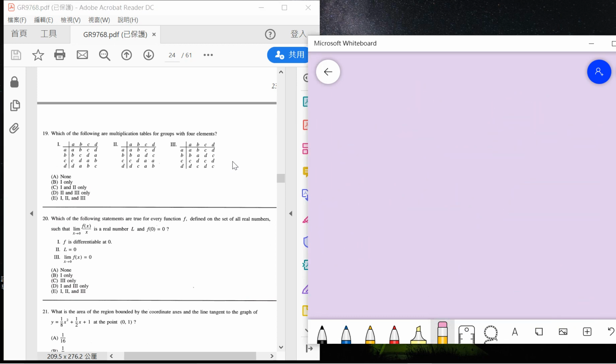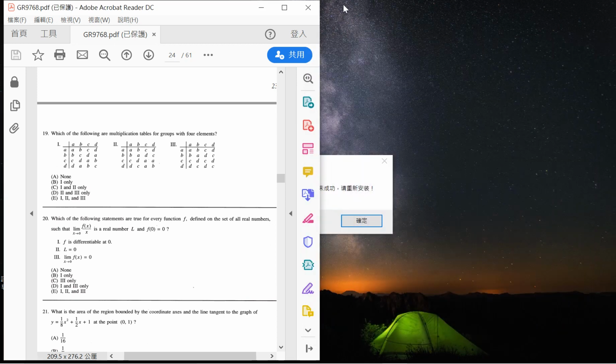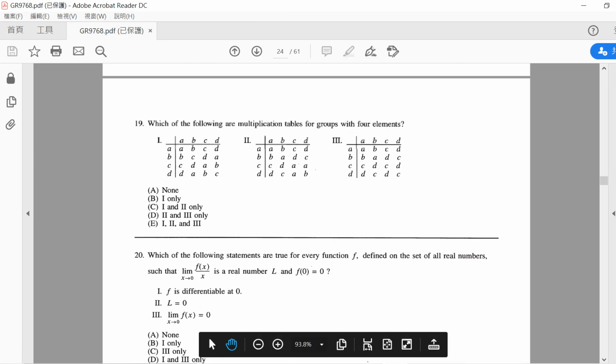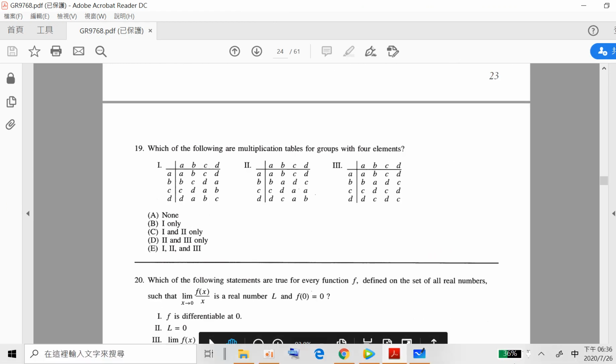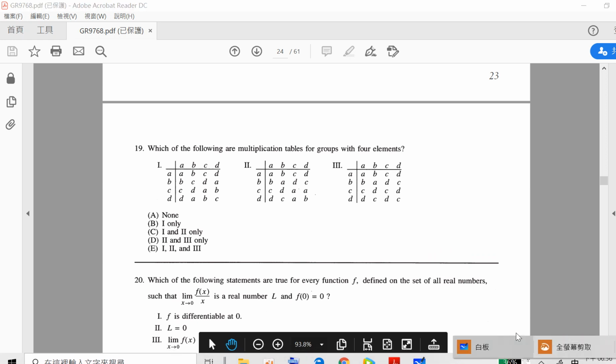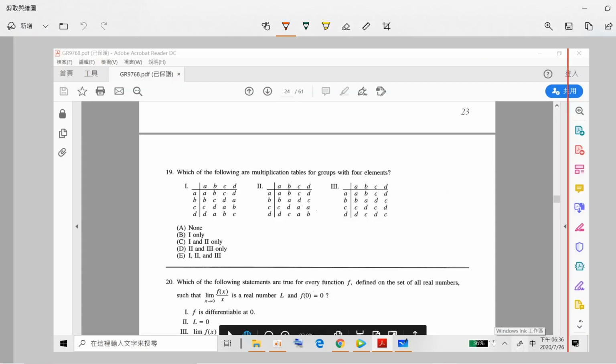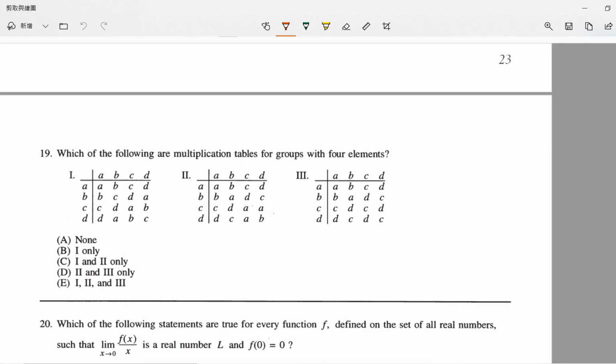Okay, 19. Because I don't want to draw a table, maybe a good way is I just copy the table and teach you which of our multiplication tables are for groups with 4 elements.